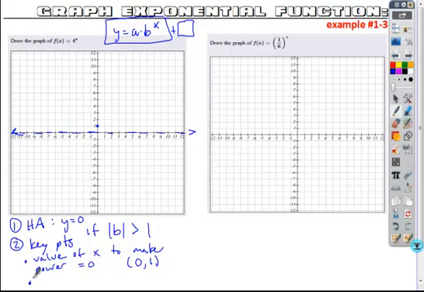And then the second key point that you're going to use is you're going to shift 1 to the right or 1 to the left. So we're going to add or subtract 1 to the x, depending on whether we have a base that is greater than 1 or a base that is less than 1. Okay. So what we see here is this form right here. If the b value is greater than 1, it's going to have the pattern of growth. Okay, so if this has a pattern of growth, we're going to go 1 to the right.